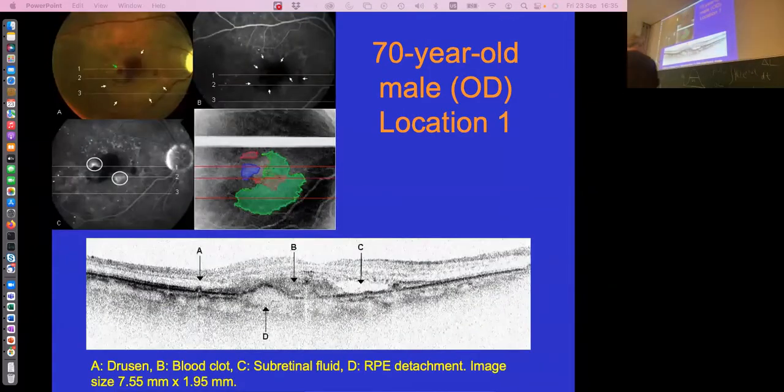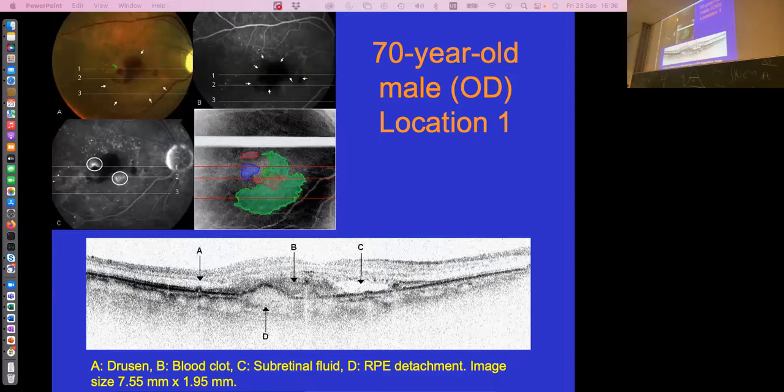This is now the cross-section of this person's retina. You see the nice layered structure, the retinal pigment epithelium, and the photoreceptors. But you see here a blood clot, an enormous bump.